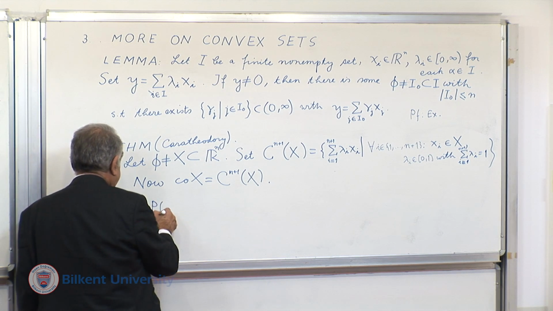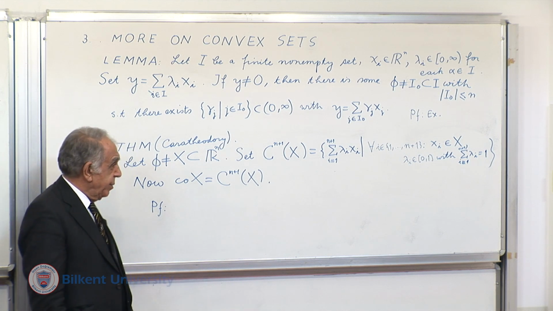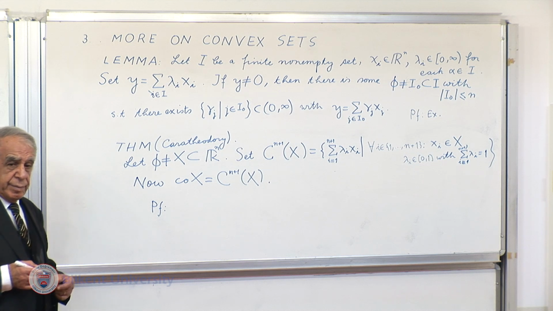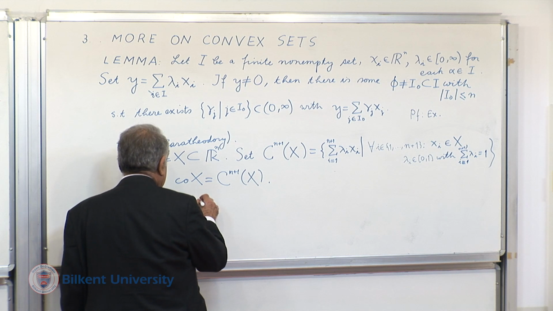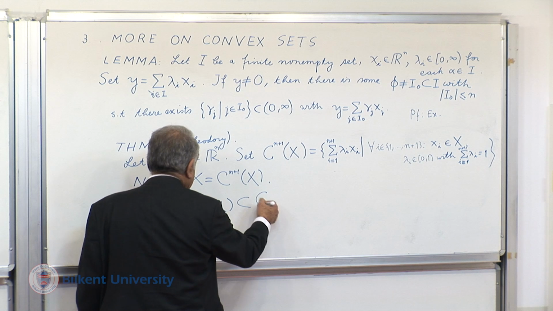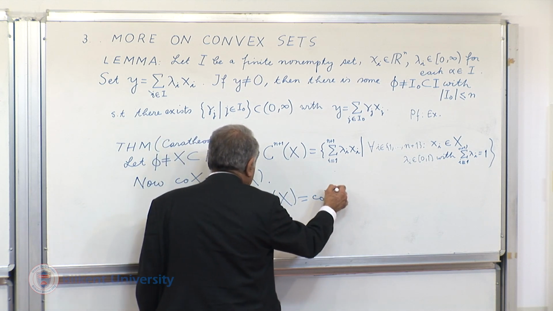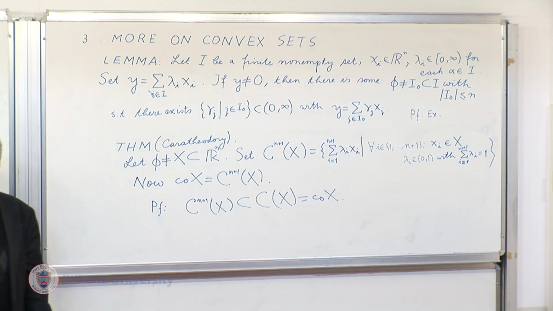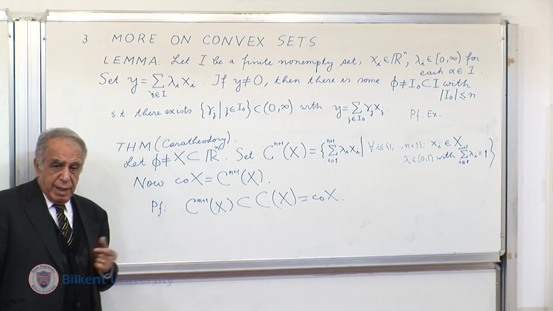Proof? Well, one direction is easy because C_{n+1}(x), by its definition, is contained in C(x). But we already know that that's the convex hull of x. So this set is a subset of the convex hull of x.